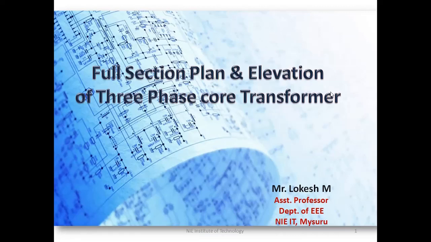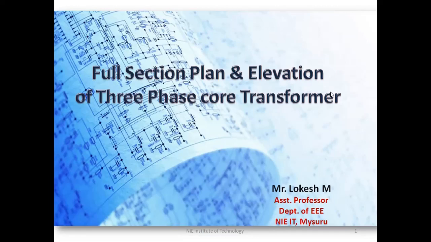In the previous sessions, the data were given directly. For the section plan, what we required is the type of cross section and the circumcircle dia, LV inner and outer dia, HV inner and outer dia. And for the elevation you require the total height of the transformer, height of the yoke, height of the window and then the height of the winding. All these parameters were given directly in the previous problem we discussed.